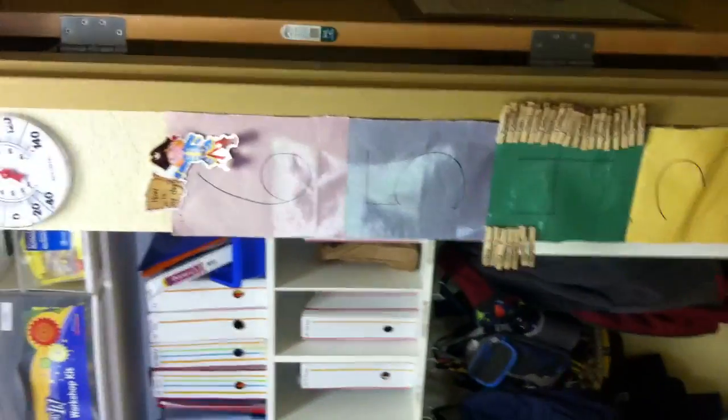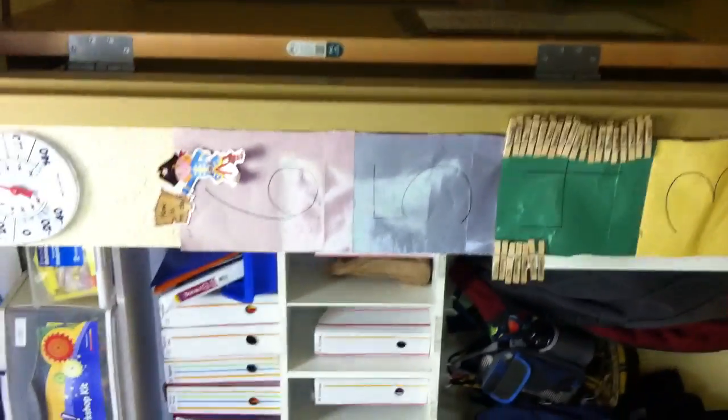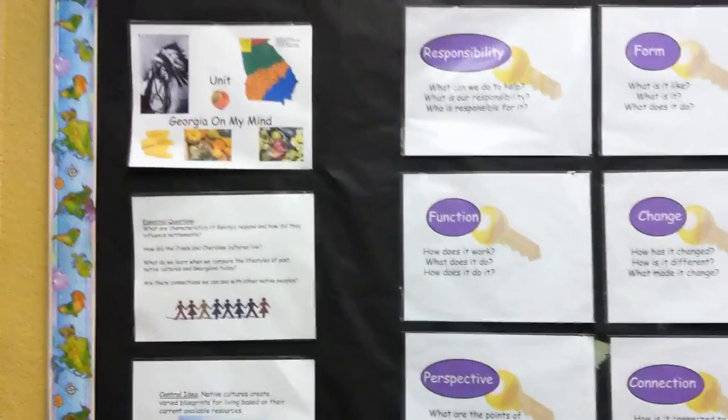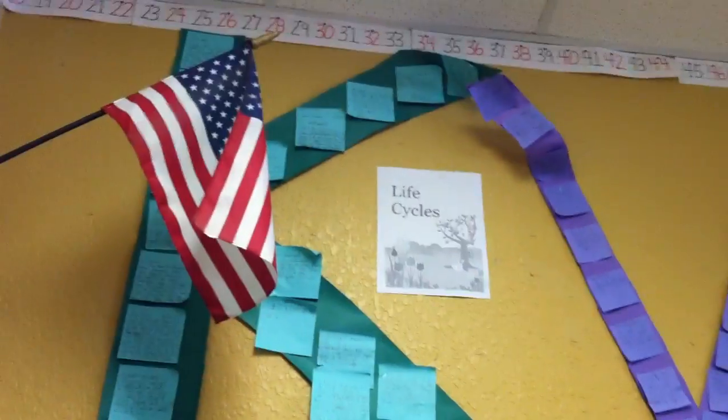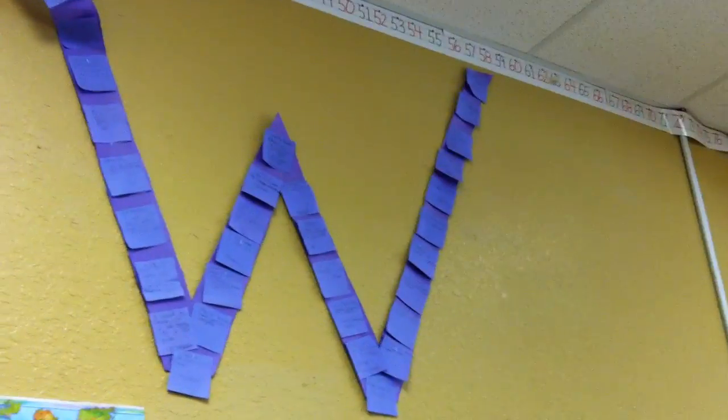Each student starts the day on a 4, and they can move up to 6, which is purple, or down to 1, which is red. And they can move up and down throughout the day. This is one of our IB boards. We have the current unit, essential questions, central idea, key concepts, and then our IB keys, which are basically ways of thinking. Here's our KWL with our K and W for life cycles.